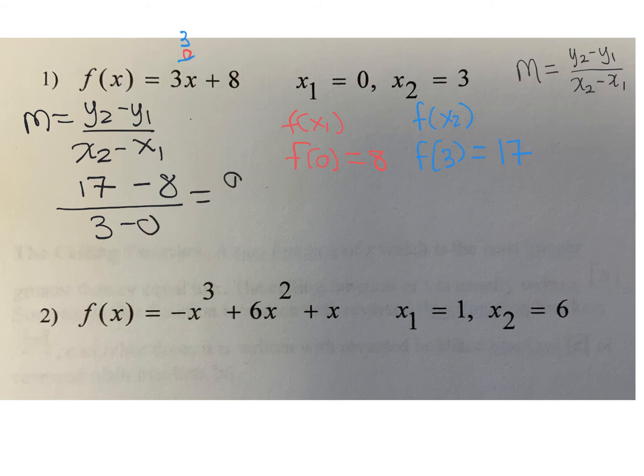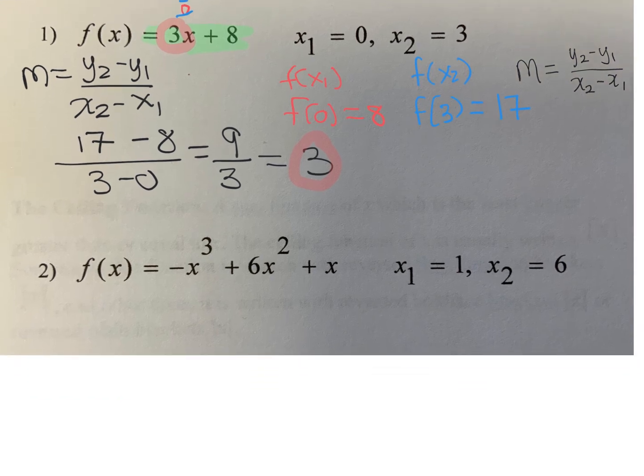17 minus 8 is 9. 3 minus 0 is 3. 9 divided by 3 is 3. And we absolutely should have got the answer of 3 because this is a linear function and its slope is 3. So my average rate of change between any points should be 3. Let's try the next one.